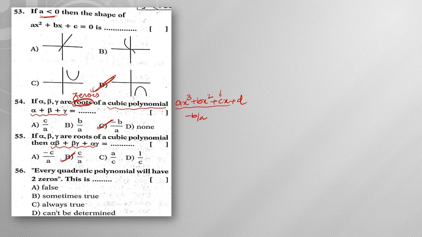Next, every quadratic polynomial will have 2 zeros. So what is he saying? Suppose you consider a quadratic polynomial ax square plus bx plus c. It can be divided into 3 types based on its discriminant, right? If delta is greater than 0, then it has 2 real zeros. If delta is equal to 0, then also it has 2 real zeros, and those zeros are equal. Next, if delta is less than 0, what is delta here?